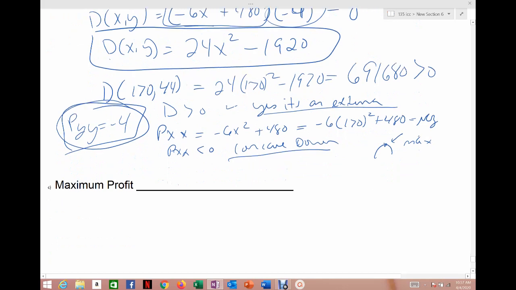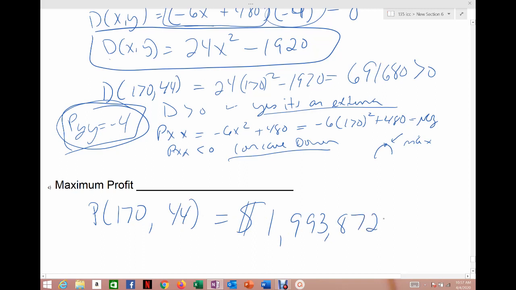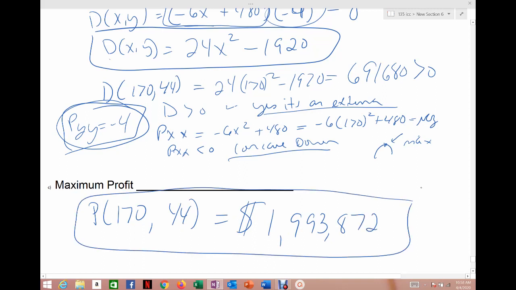And the last thing is to find it. And so take our profit equation, plug in 170 for x, 44 for y, and if you do that back in the original profit equation, it comes out a fairly large number, almost 2 million. Alright, and that's how much profit they should make. Which means they're probably selling these tickets at a very, very high price. Alright, we will stop there. So that finishes up 6.3.